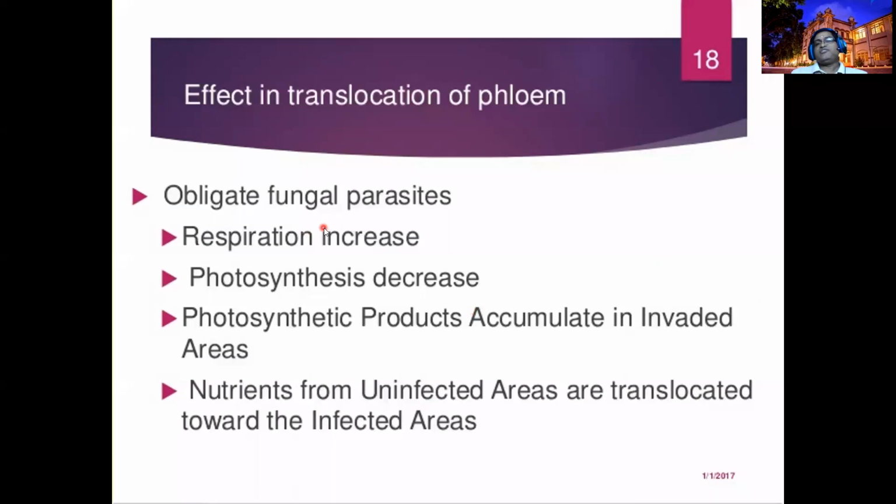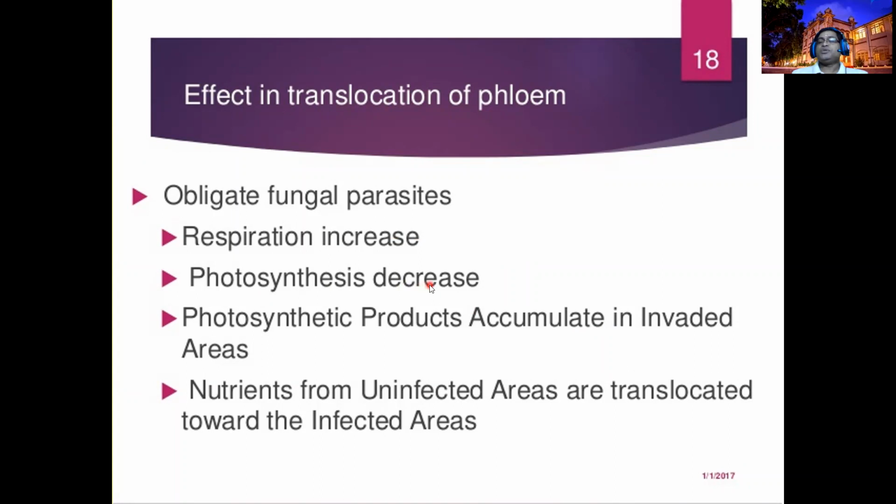And with some of the obligate fungal parasites, respiration increases, so photosynthetic products accumulate. This is because of the translocation. The translocation is affected, so the sugars your plant synthesizes will remain in the leaf. They will not translocate to other areas. So the respiration rate will increase because the plant should exhaust and utilize this.